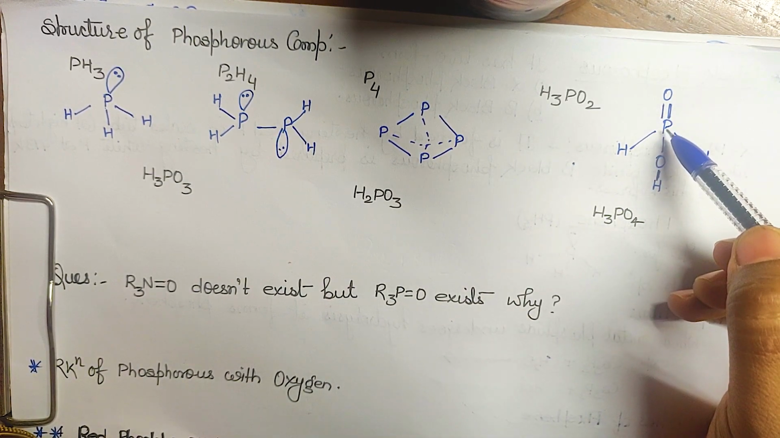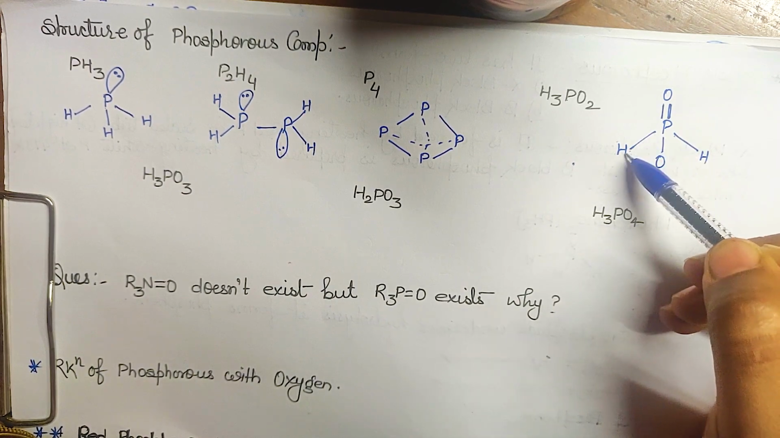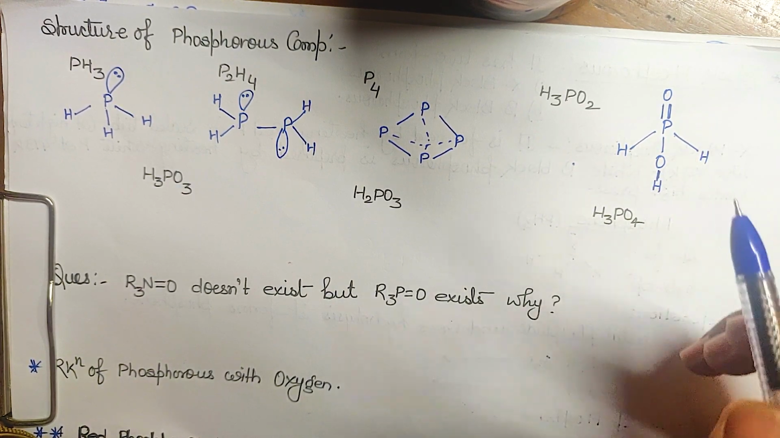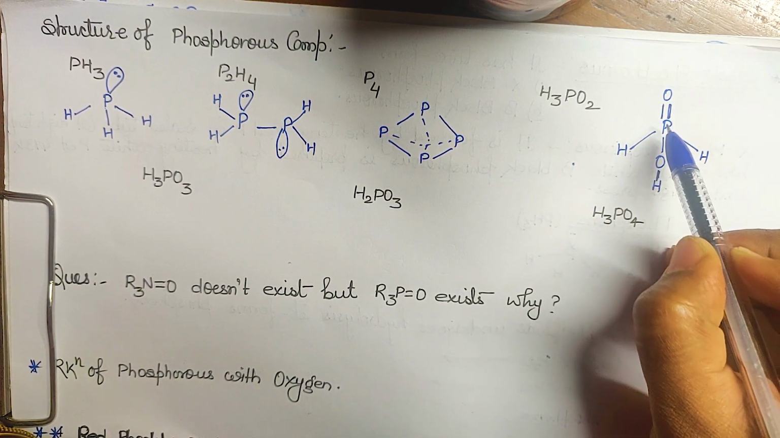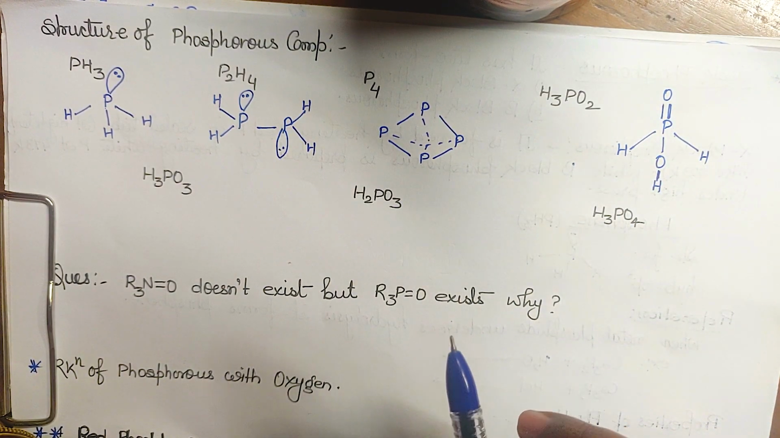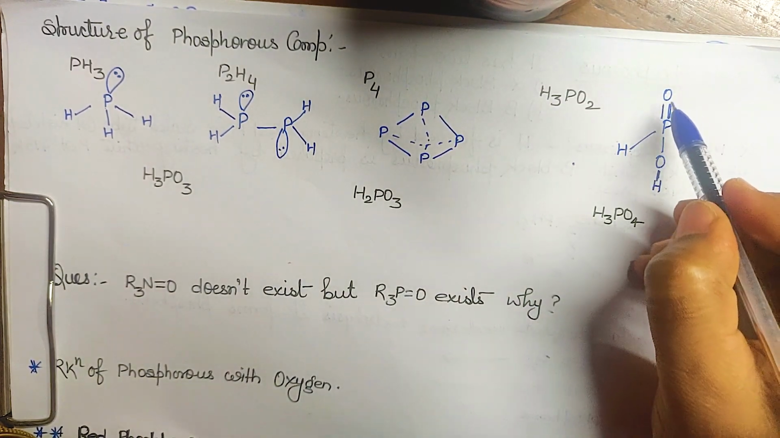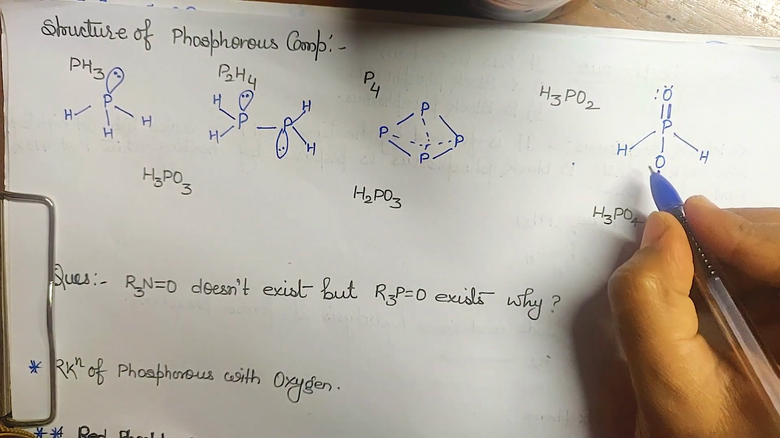The phosphorus will complete its octet by taking 1 from this, 1 from this, 1 from this, isn't it? So one lone pair is left over there, which it will give to oxygen to complete the octet of this oxygen. Got it? I hope it is clear.